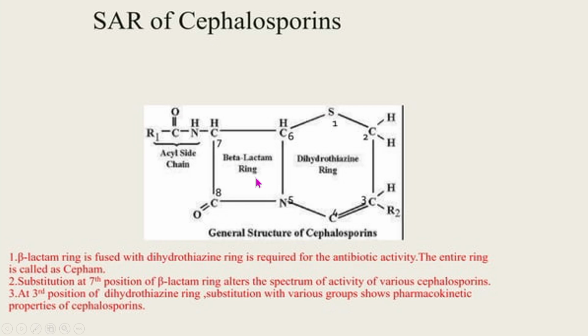Substitution at the 7th position. If anything is substituted at this carbon atom, which is assigned the number 7 of the beta-lactam structure, it alters the spectrum of activity of various cephalosporins. That means if anything is substituted at this carbon number 7, it will either increase or decrease the spectrum of activity, as we have discussed.